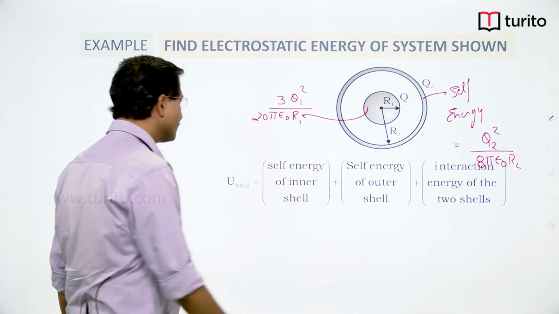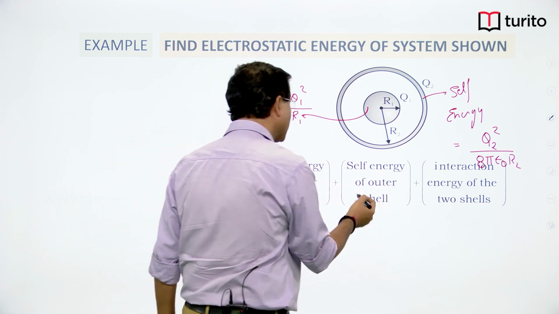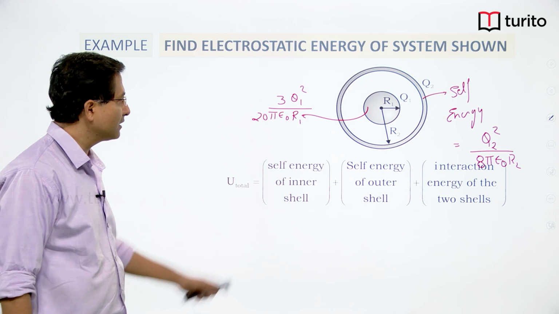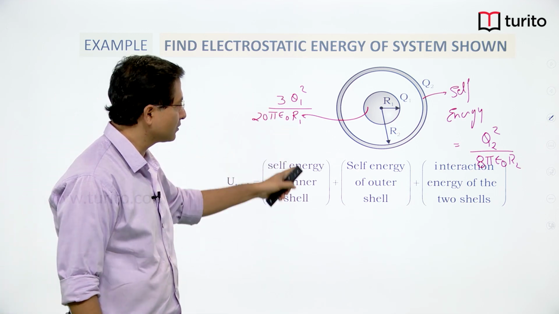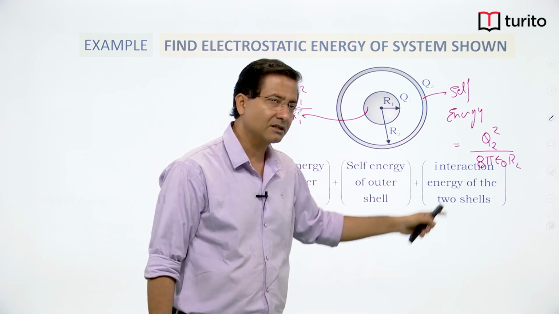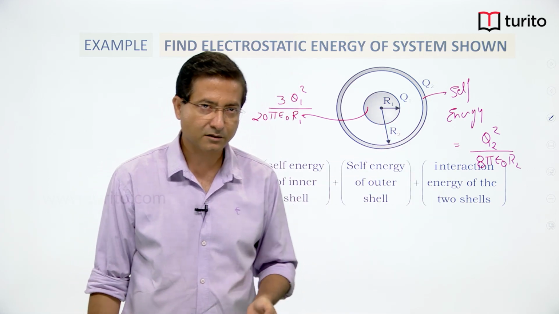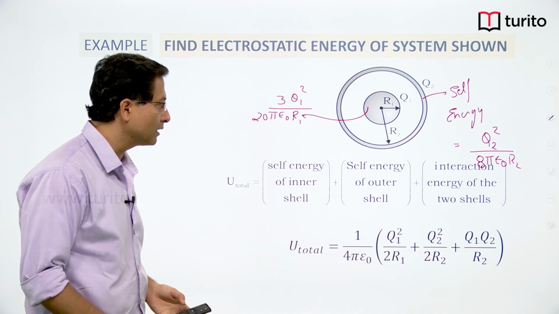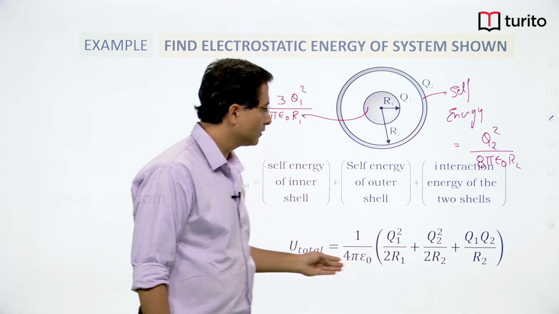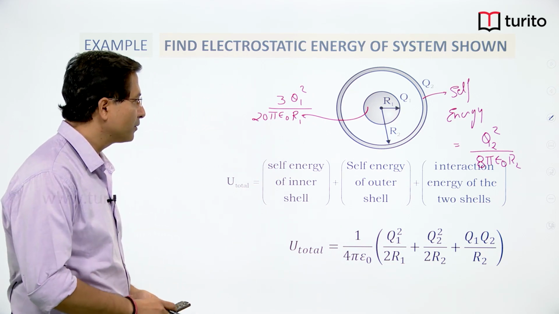So, self energy of the inner one, self energy of the outer one, then the interaction energy of the two shells. For the self energy of the inner one, I can substitute this term here, for the outer one I can substitute this term here, and the interaction we have just discussed. So, if I substitute all the values, I will get the expression in this format, right. I hope it is clear.